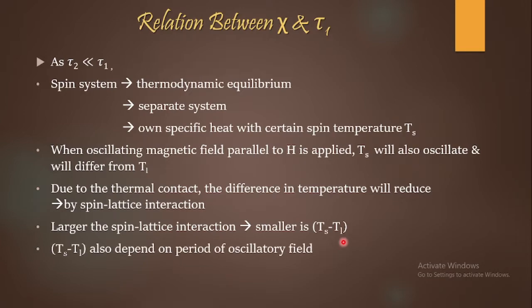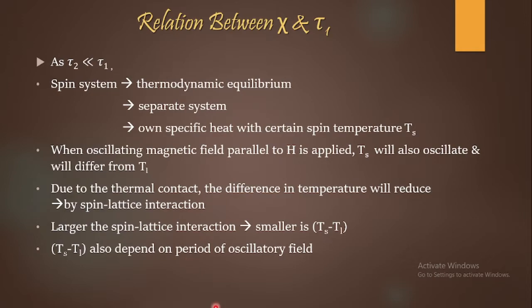Another factor which is going to influence the difference in the temperature of the spin system and the lattice is the period of the oscillatory field. The oscillatory field which we apply, which is responsible for the non-equilibrium of the system, is also responsible for this difference. Generally the period of the oscillatory field is taken to be tau, which equals 2 pi by omega, where omega is the frequency of the oscillatory field. So that is also going to influence this interaction.